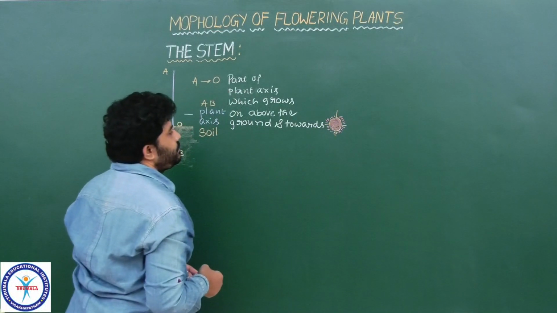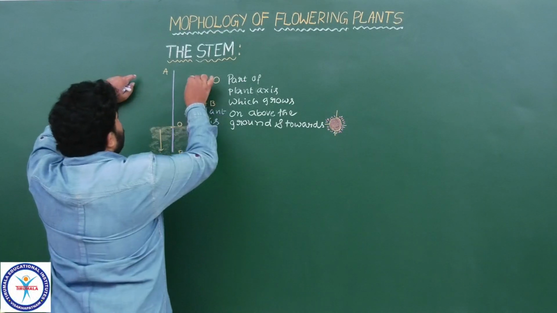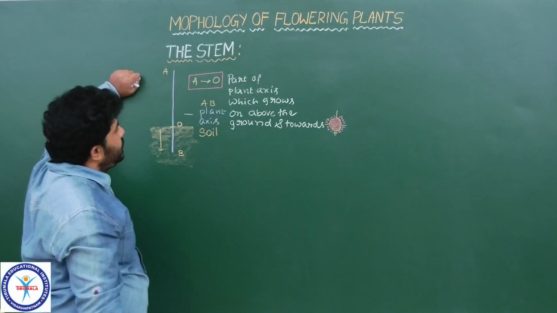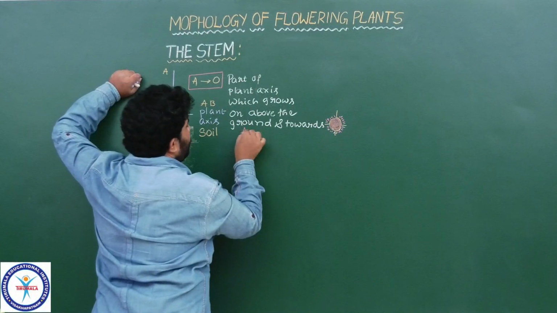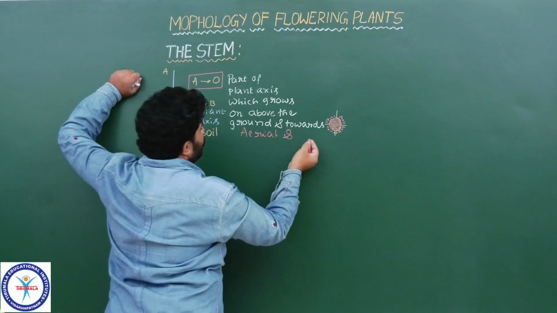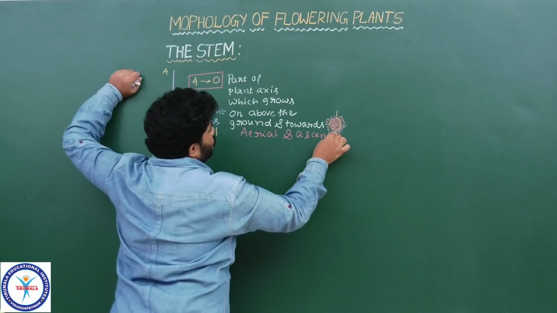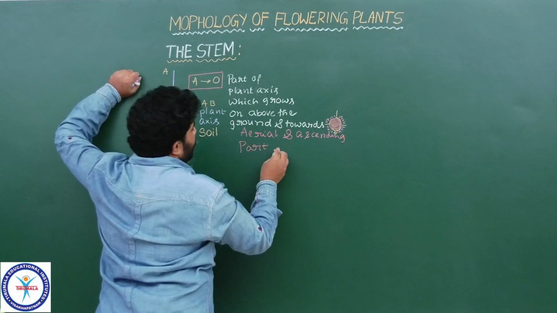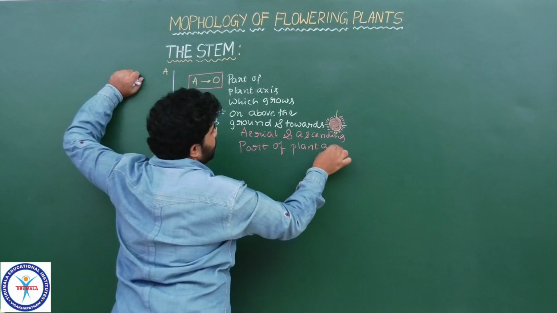Towards the light. So this is the part from A to O or O to A, whatever it may be. It is called the aerial and ascending part of the plant axis. You please remember.